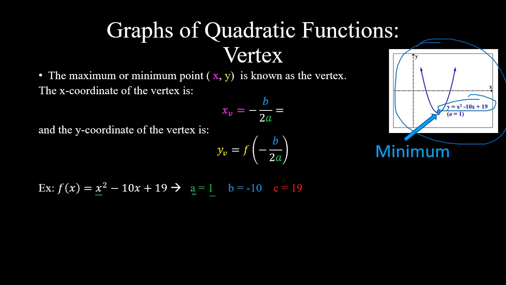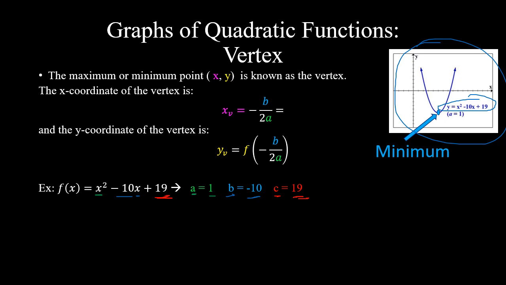I know my b is the coefficient that comes in front of my x term, which is negative 10, so my b is negative 10. And I know my c is that number that just sort of hangs out at the end, that constant that hangs out at the end. It's technically in front of my x to the 0 term, okay, which is just 1. So here, that constant hanging out at the end is a positive 19. So my c equals a positive 19.